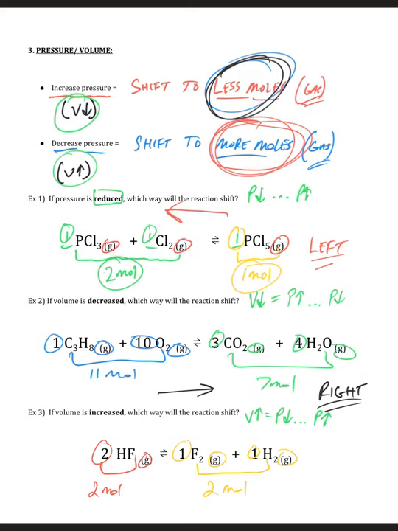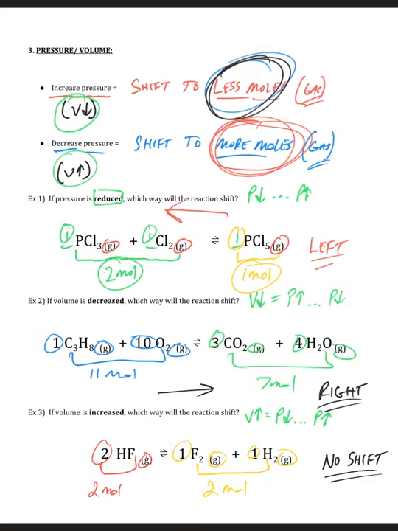Well, if you look here, the number of moles on each side is the same. Therefore, there would be no shift in this particular example. And that's because the moles of gas are equal. Therefore, the pressure is equal on each side. So altering the pressure or volume in this particular reaction would create no shift. This is kind of a trick question.